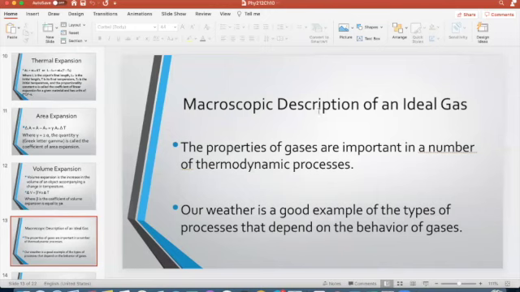Macroscopic description of an ideal gas. So if you've taken chemistry or biology, you may remember the ideal gas law, PV is equal to nRT. That's what they're describing here. This is the property of gases, all right? And it's important in thermodynamic processes.